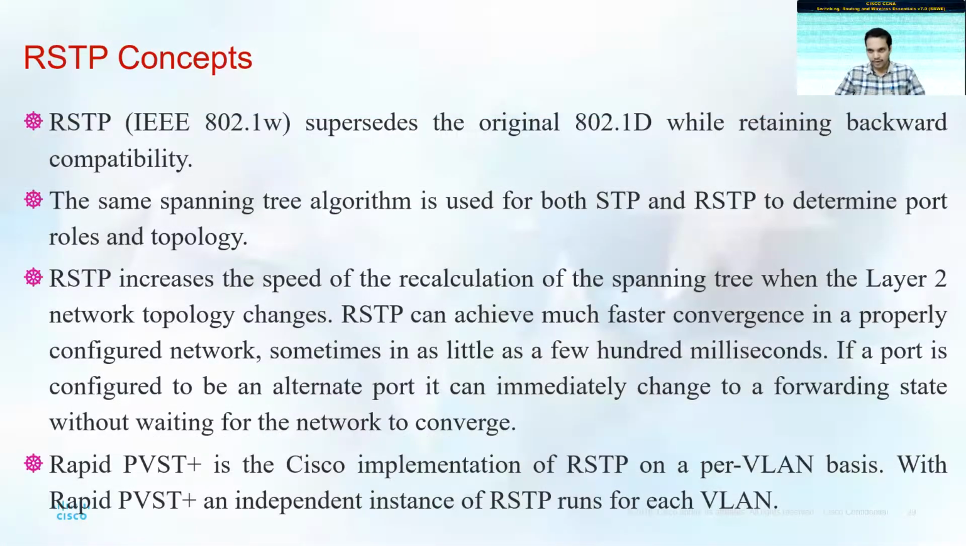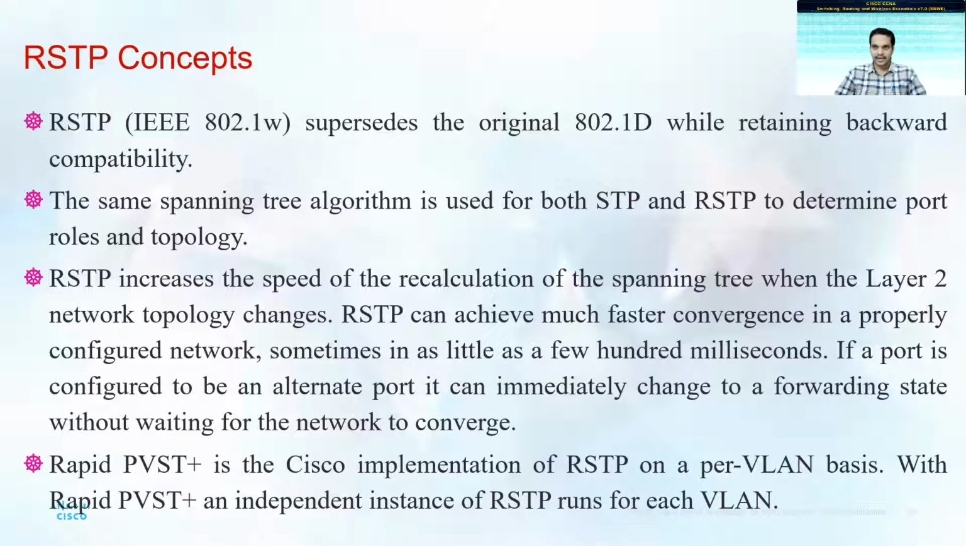Now, why do we need to bother learning these things? Because RSTP is very fast. It is an evolution of the original STP standard, so it uses the same STA algorithm to determine the port roles and topology. It increases the speed of recalculating the spanning tree when the layer 2 network topology changes. It gets a much faster convergence, in a matter of milliseconds. If a port is configured to be an alternate port, it can immediately change to a forwarding state without waiting for the network to converge.